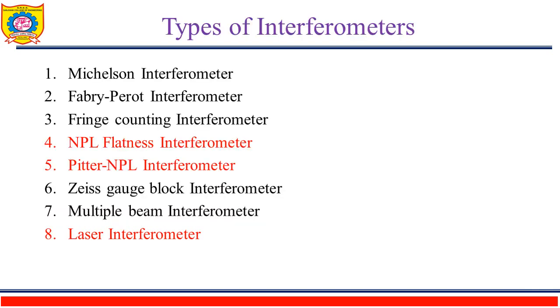So interferometers make use of this principle of interference of light, and there are different types of interferometers. First one is Michelson's interferometer, second is Fabry-Perot interferometer, third is fringe counting interferometer, fourth is NPL flatness interferometer, fifth is Pitter NPL interferometer, sixth is gauge block interferometer, seventh is multiple beam interferometer, and eighth is laser interferometers.